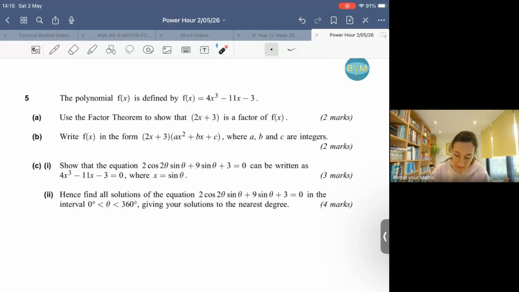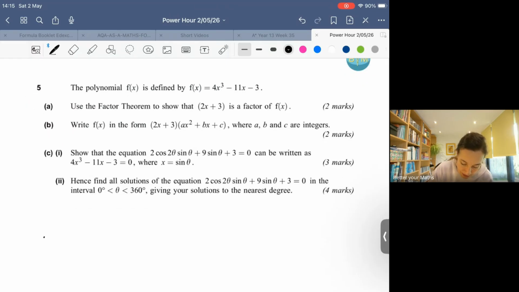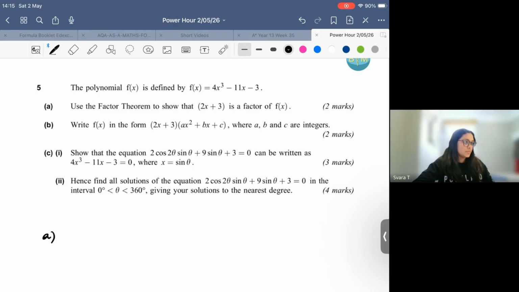What is the factor theorem? Tell me, can someone help me? So how am I going to use the factor theorem here? Sarah, sorry, yeah, Alex, I will ask you the next time. What am I going to do? If you substitute minus 3 over 2 into the expression, then it will equal 0. And that's it.